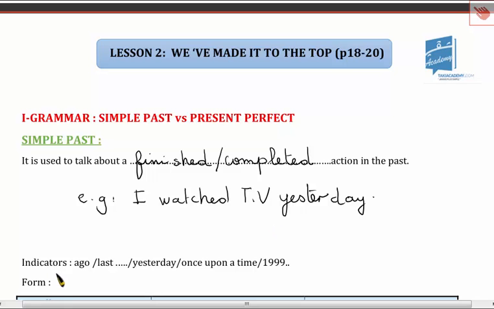What are the indicators of the simple past tense? We have ago, last, can be last week, last month, last year, yesterday, once upon a time. We use it to narrate stories. Once upon a time there was a king, etc. And any date in the past, for example 1999, etc.